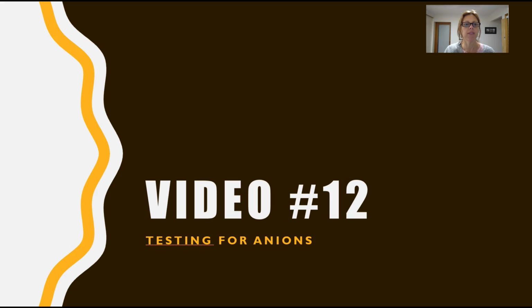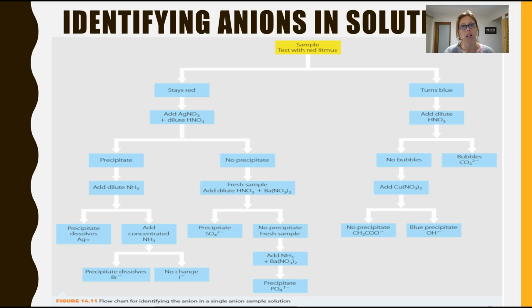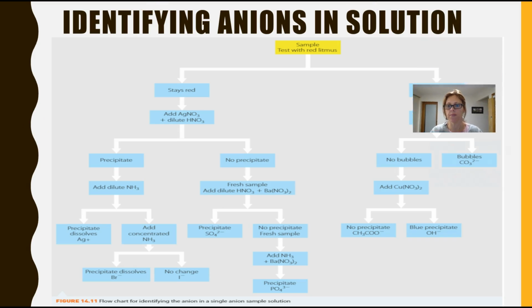So let's have a look at what that looks like. So we're going to conduct again qualitative tests using flame, precipitation, complexation, and we're going to be looking for the presence in solution of chlorides, bromides, iodides, hydroxides, acetates, carbonates, sulfates, and phosphates. So let's get into it.